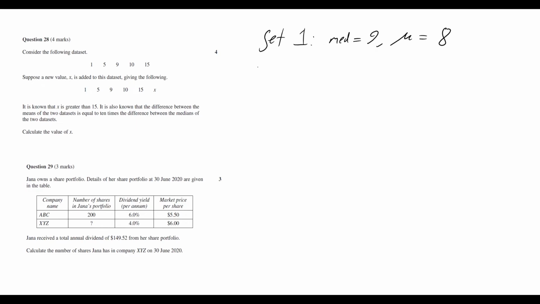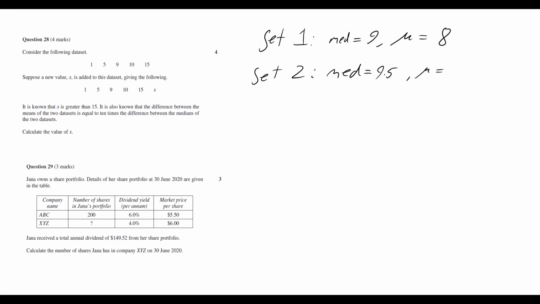Okay, so now for set 2, let's see what we can determine here. Again, median, we can determine that pretty quickly. So that's going to be the middle score, or here represented as 9.5. Now, the mean we can't determine yet, but that will be our clue as to how to get x.